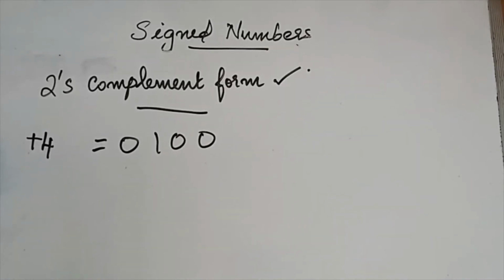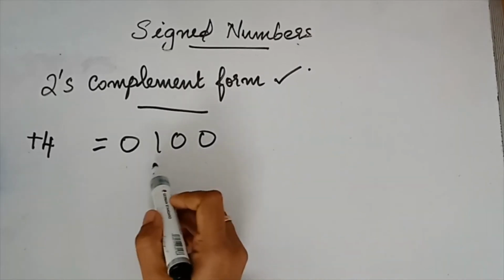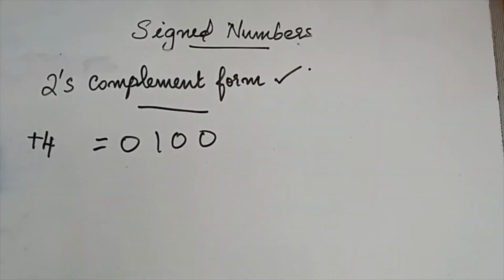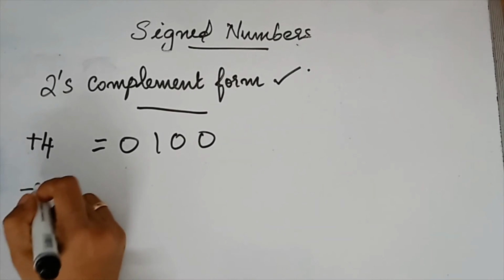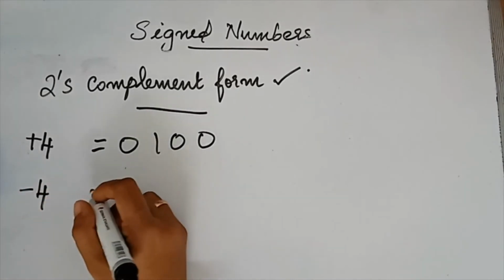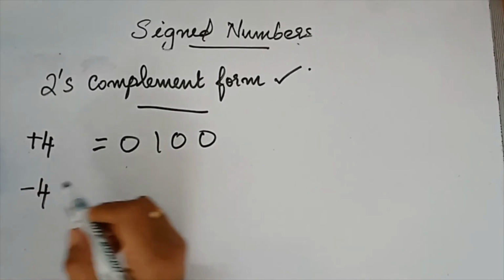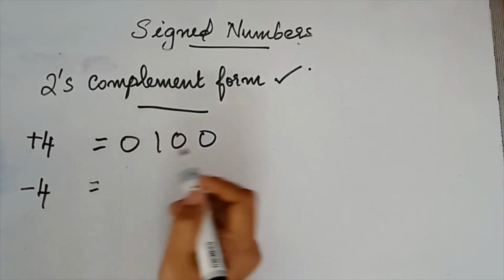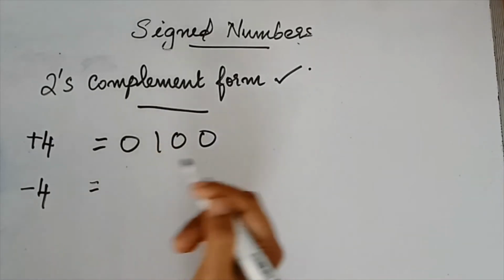For any positive number, it is sign followed by the magnitude. 1's complement, 2's complement or sign magnitude form, the representation is the same. So positive number is just the binary number appended with the 0 to the left. Now what is minus 4? In order to find the value of 2's complement of minus 4, there's a small procedure.